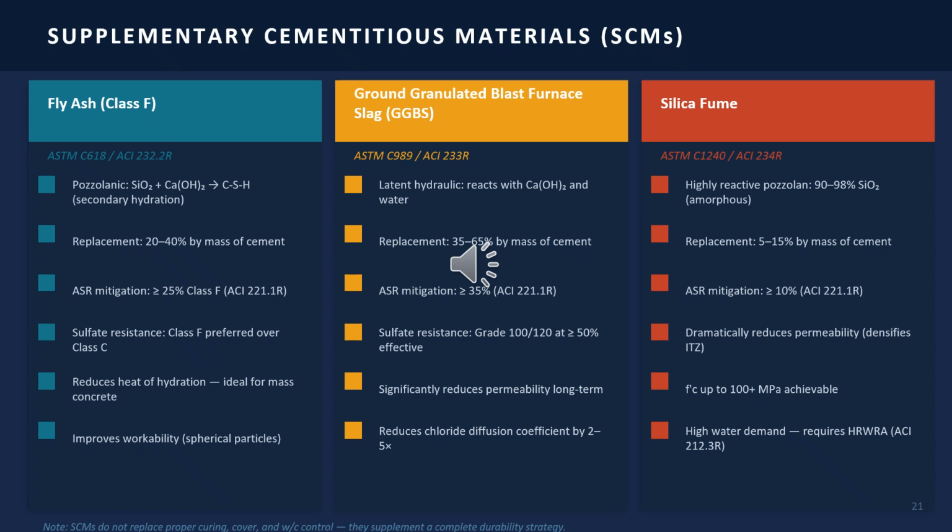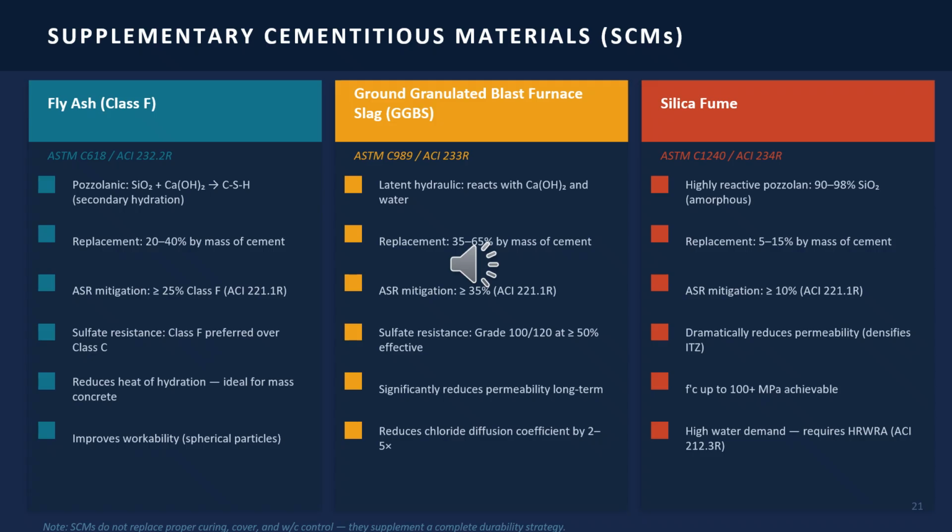Now, the silica fume. Silica fume is basically the ultrafine byproduct of silicon and ferrosilicon alloy production. It's classified under ASTM C1240. It's 90 to 98% amorphous silica with an extremely high surface area, typically 15,000 to 25,000 square meters per kilogram versus 300 to 400 for Portland cement.